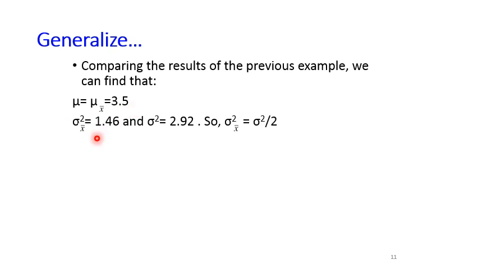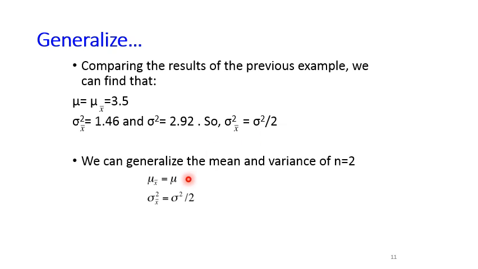However, regarding the variance of x bar, when we compare the value 1.46, the variance of the average number of spots when you roll a die twice, with the variance of the number of spots when you roll a die once, we can see that the variance of x bar is the same as the variance of the population you were sampling from, the variance of x, divided by 2. In our example, remember that the 2 was the sample size selected from your population.